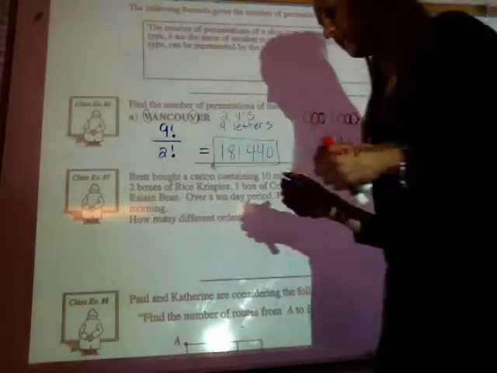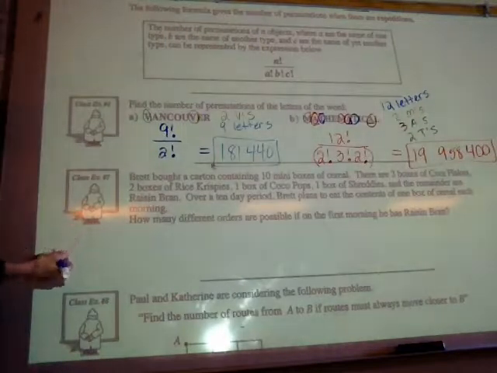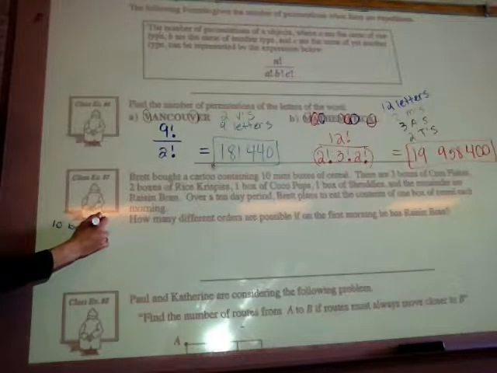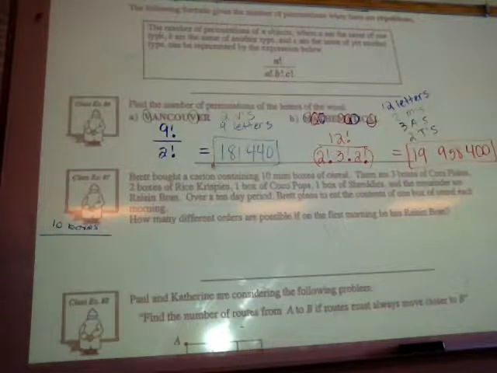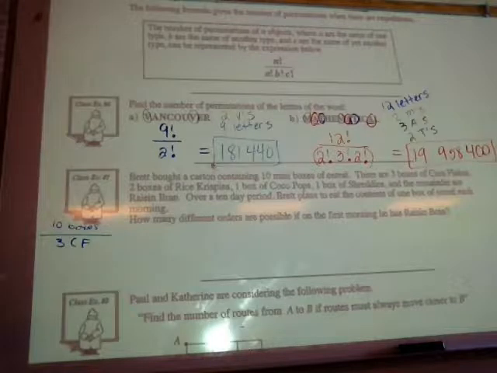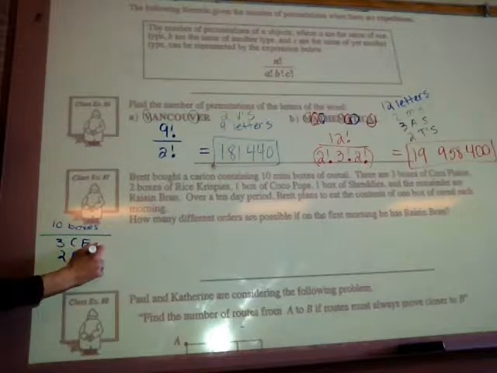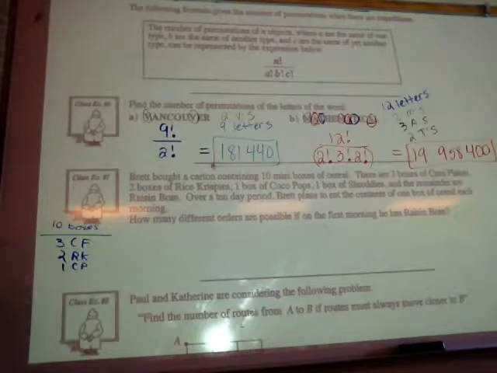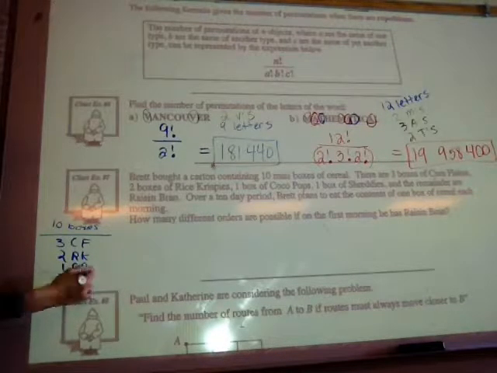Well, let's look at how many total. Okay, so we have 10 boxes of cereal. And let's just make a little tally or total of what we have. So we have 3 of cornflakes. We have 2 Rice Krispies. 1 Cocoa Pop. 1 Shreddies. And the remainder are Raisin Bran. So how many are Raisin Bran? 3.